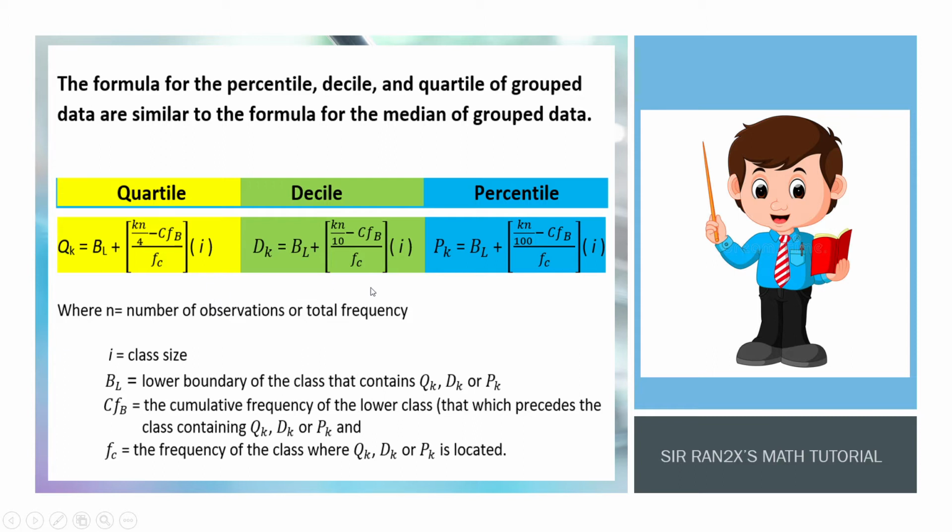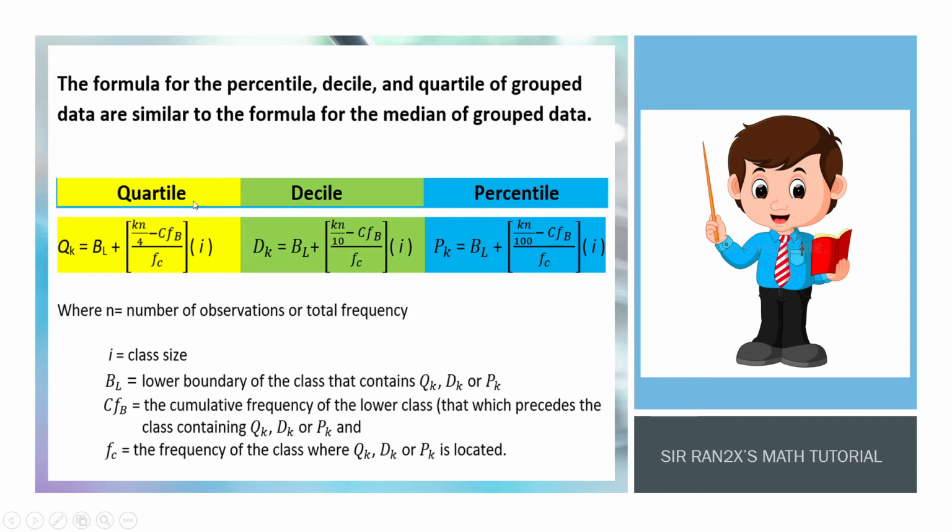And for the decile, what is the formula? The decile is D sub k is equal to B sub L plus the quantity of kn over 10 minus Cf sub B over F sub C times i. What changes is only the denominator: in the quartiles it is 4, and in the deciles it is 10. And what about the percentile? P sub k is equal to B sub L plus the quantity kn over 100 minus Cf sub B over F sub C times i. As you see, 100 is the denominator here.